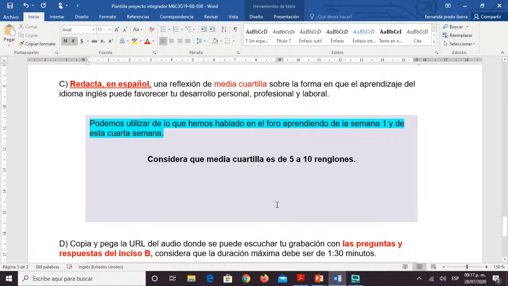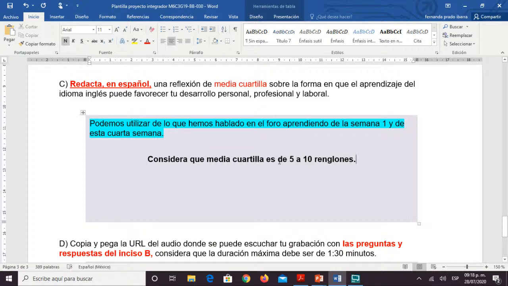We have to write down half a page about the way we learn English and how the English language can help to develop in the personal, professional, and job context, okay? So this section is in Spanish. The only thing that I have to ask you here, to be very careful, because it's a very common area of opportunity, is that we have to consider that half a page is from 5 to 10 lines, okay?